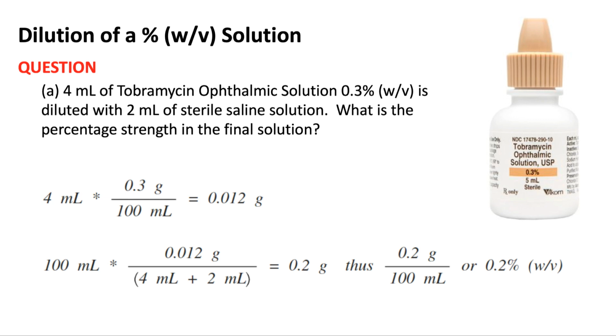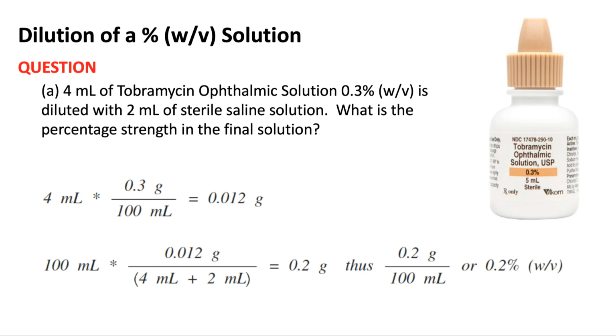But since this question wants to know what is the percentage strength in the final solution, what we need to know is how much drug there would be if we had 100 milliliters of this concentration. So let's start with the 100 milliliters we need for the percentage strength, multiply that by the concentration we have in our new situation. And our current concentration now is that we still have our 0.012 grams of tobramycin over the total volume of 6 milliliters, and that comes from our 4 initial plus our 2 additional.